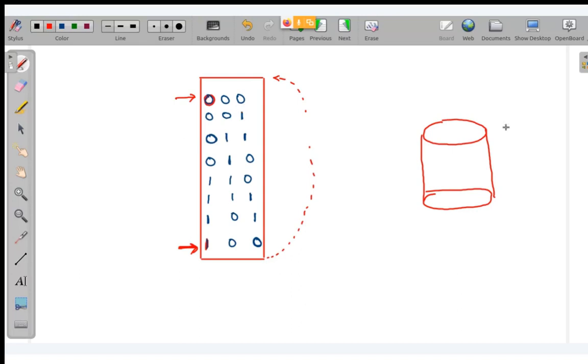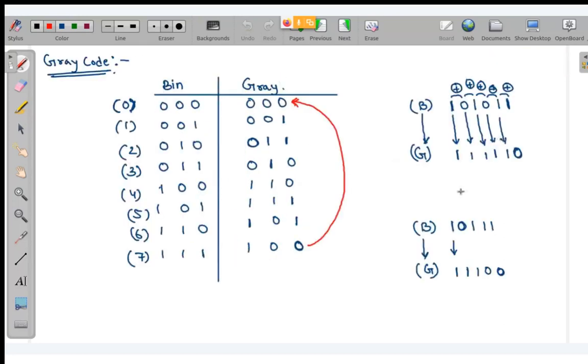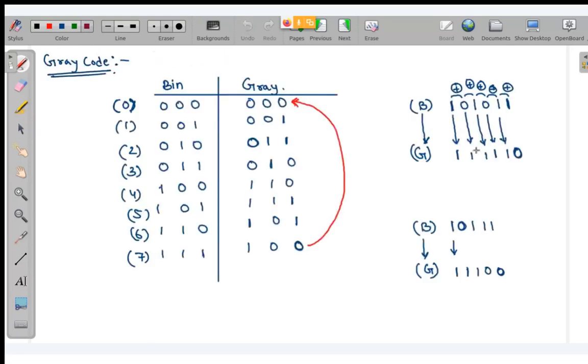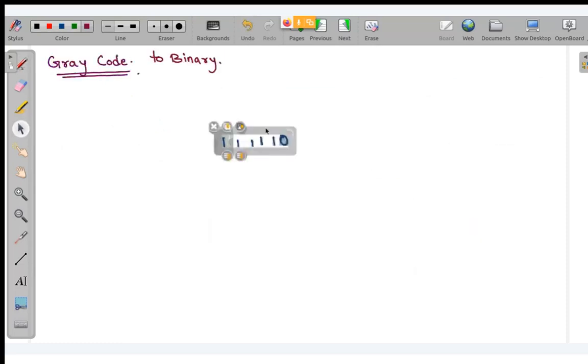Okay, so now let me explain how to convert gray to binary also over here, because later on we are going to see. So suppose you have a gray code, gray code to binary. Let me take the previous example only, this one. Suppose I have a gray code string. How do I convert it to binary? Again, it is the same thing. This is gray code, I need to convert it to binary.